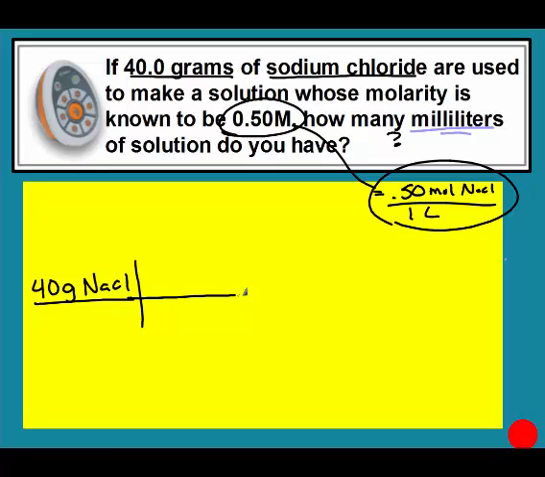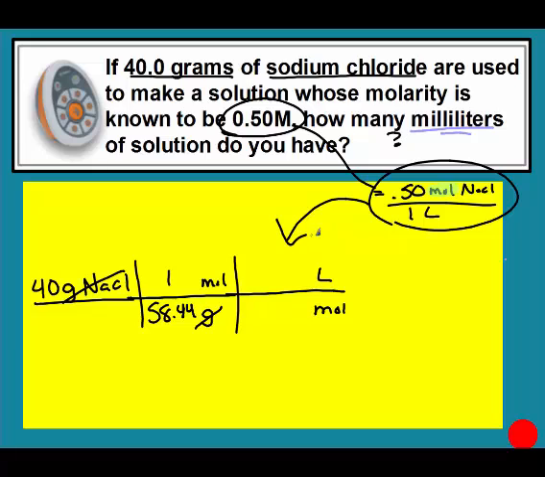I cannot use the conversion factor yet because I have to get it to moles. So I convert my grams to moles. 1 mole is equal to 58.44 grams. So grams cancel, and I'm at moles. So moles goes on bottom and liters on top. I plug my conversion factor in. 0.5 goes with moles, and 1 goes with liters, according to my conversion factor. So moles cancel, and I'm at liters.